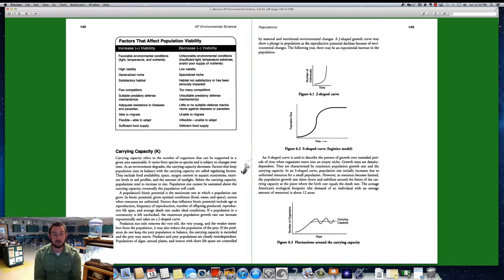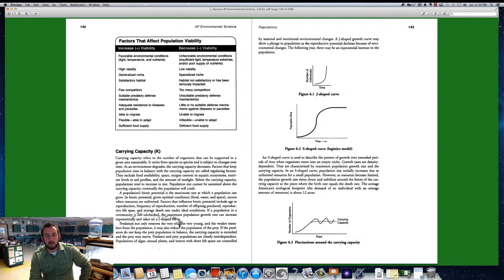This occurs when our resources are unlimited, which really never happens, but for the most part. If they were unlimited and left unchecked, it would be kind of a J-shaped curve, and you can see this J-shaped curve. We call this an exponential growth curve, where the number just keeps going up and keeps doubling and doubling and continuing to go up in the shape of a J.